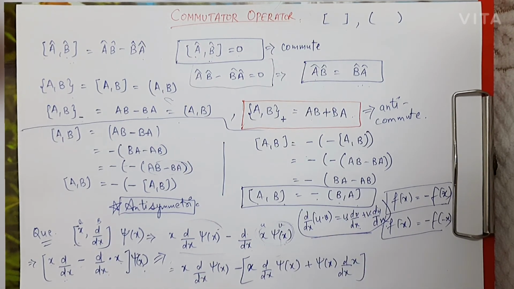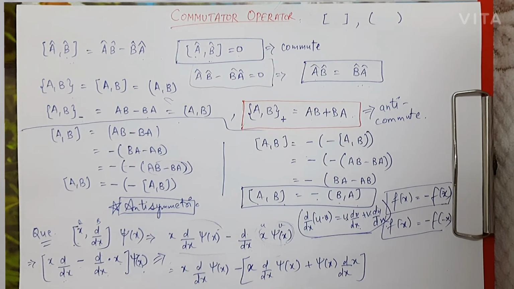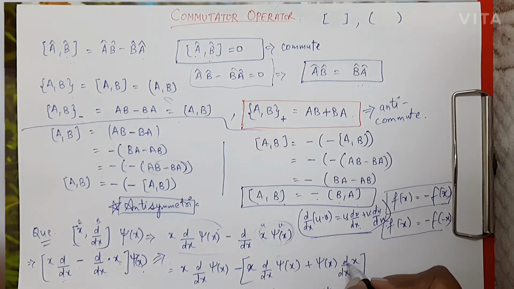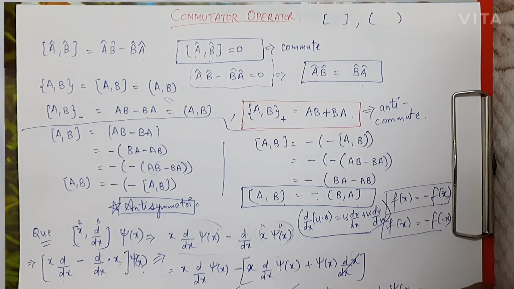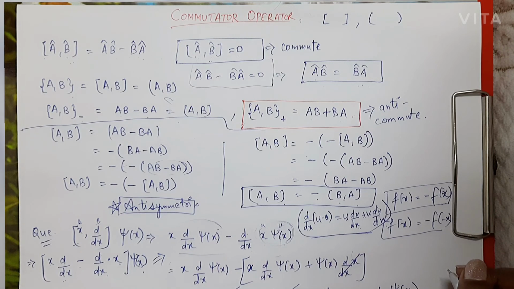Now if I open this bracket, this dx by dx will be cancelled out, right? So we will be left with this. These two will cancel out and we will be left with this one, minus psi x, or you can write it as minus 1 into psi x, right?